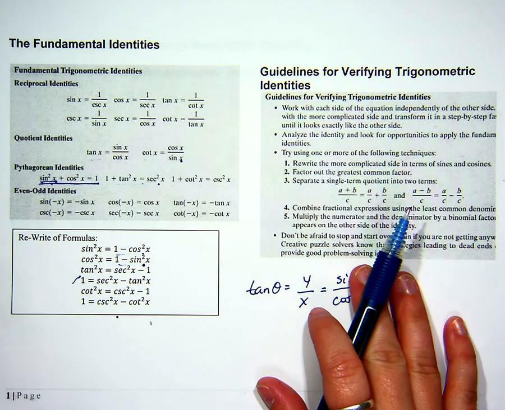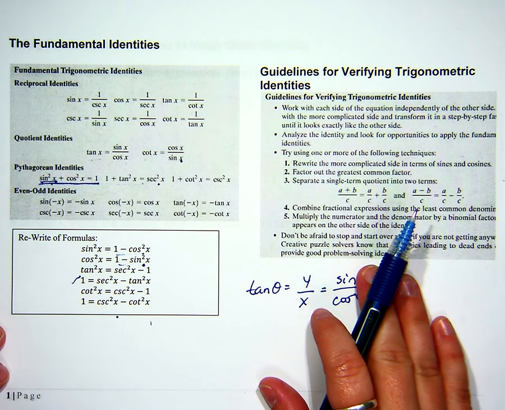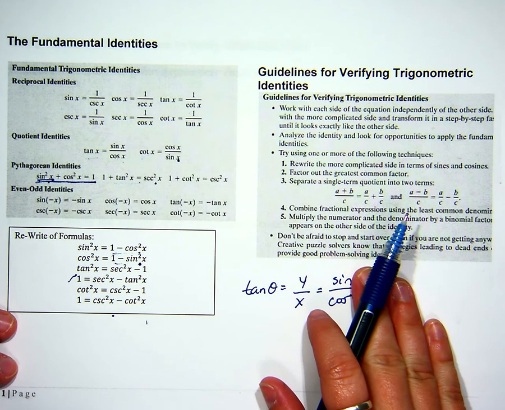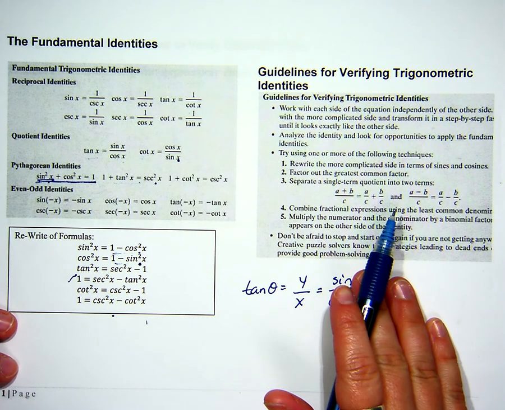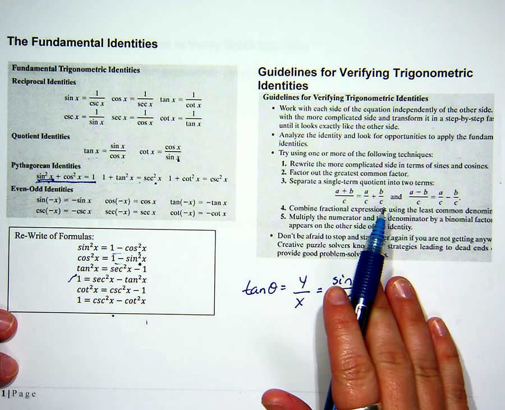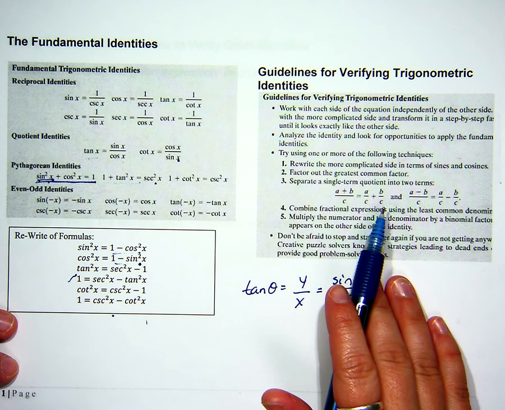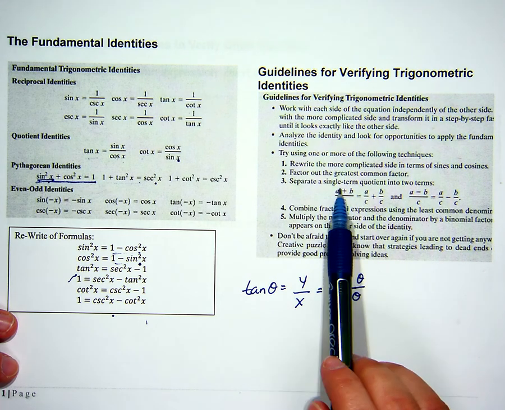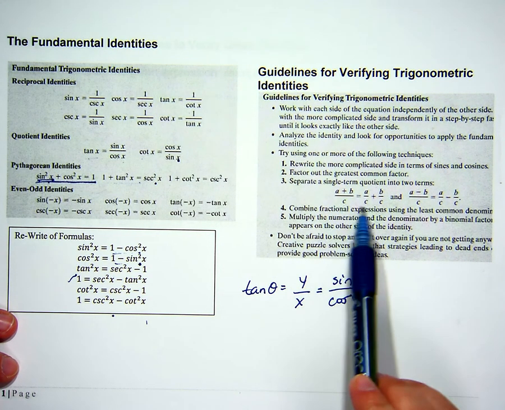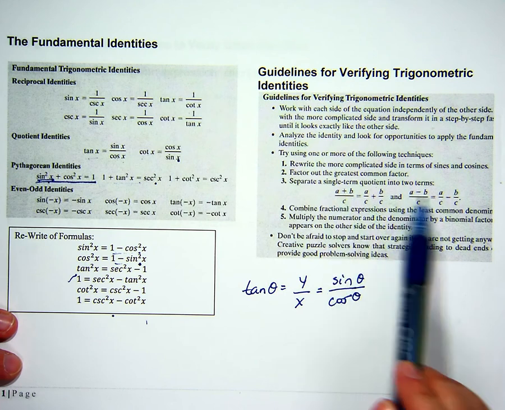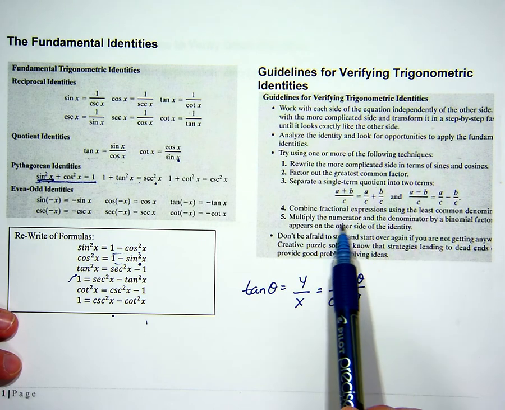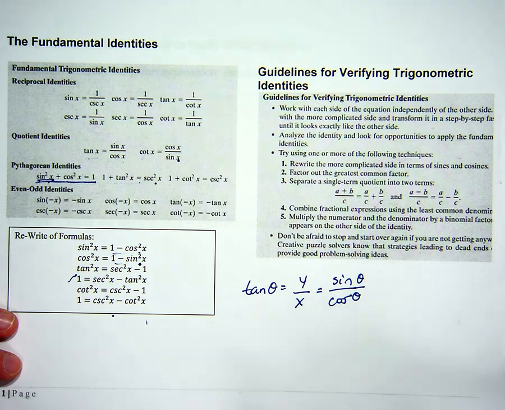These are the guidelines for how we verify trig identities. A couple of things that we're going to do: we're going to write more complicated expressions in terms of sines and cosines. Basically, if you can break the function into sines and cosines, then you can work with it much more easily. Next, factor out the greatest common factor if there is one. Also, maybe you have to take a single term quotient and break it into two, either with addition or subtraction. Next, you might have to combine fractional expressions using the least common denominator, and you might have to multiply the numerator and denominator by a binomial factor.